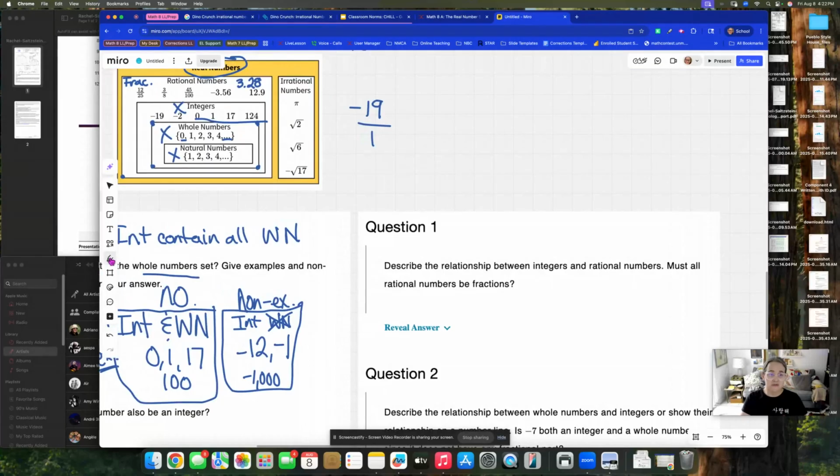Okay, so when you're describing, you want to give some reasons. And this other one where we gave non-examples and examples, that's a pretty good thing to do when you're describing things. So describe the relationship between integers and rational numbers. I'm going to say all integers are rational numbers. They're a subset, meaning they're inside the rational number box. Only some rational numbers are integers.